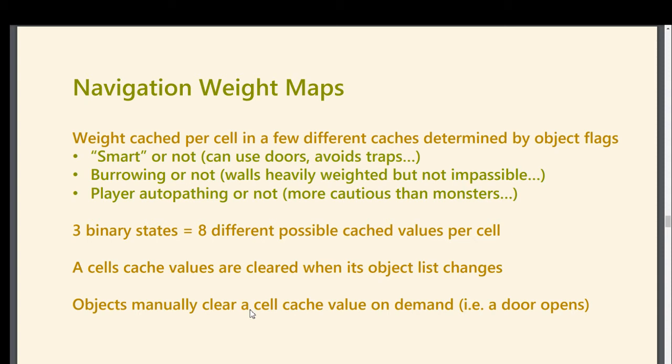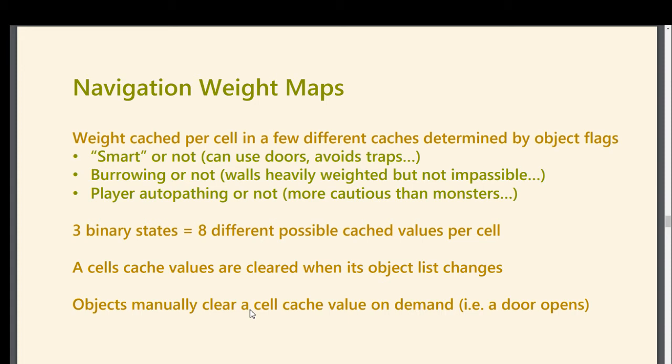So if you're smart or not, for instance, if you're a dog, doors have very high weight because you cannot open doors. Whereas if you are a smart person, you can open a door, so it has a very low weight. If you're burrowing or not, walls have a different weight. So if I'm a burrowing creature, walls have a very high weight. You would prefer not to have to dig through a wall to get to a player. But if you are burrowing, then you will do that as a means to get to the player no matter where you are.